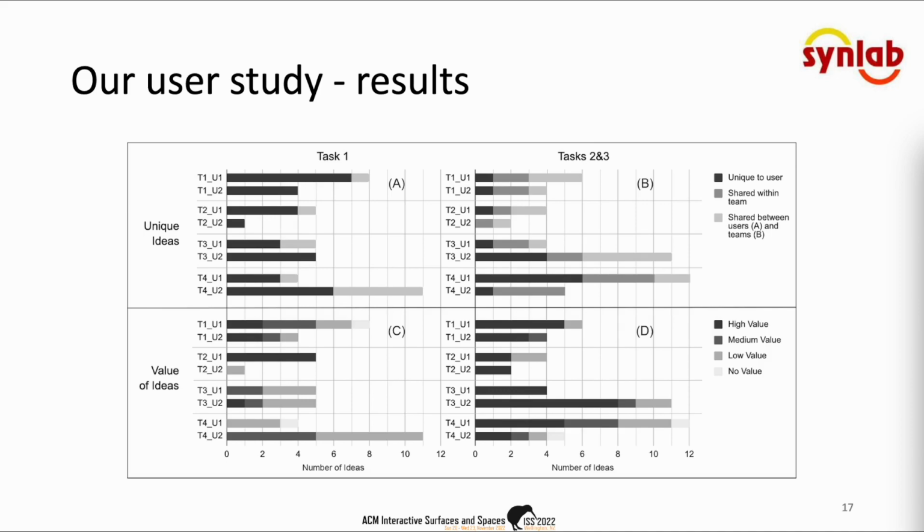As teams progress through the tasks, the number of high valued ideas increases. The notable exception to this is user 2 of team 2, who, as described above, had to spend more time getting familiar with the visualized data compared to task 1, so tasks 2 and 3 had more of the high valued ideas.